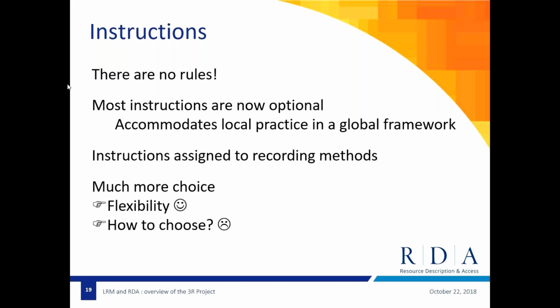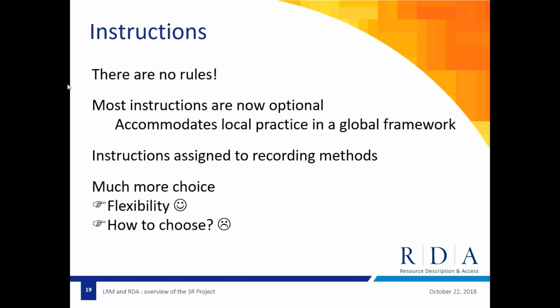And this local practice can be local in terms of type of material, so special materials, cataloging, manuscripts, audiovisual, etc. are accommodated on an equal level with, say, the differences in constructing name authorities in Indonesia versus Japan versus Canada, for example. I've mentioned already that all the instructions are assigned to recording methods, and we hope this makes it easier for users to understand the context of the instructions. The result is much more choice.